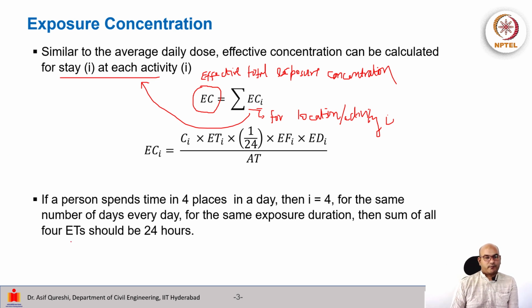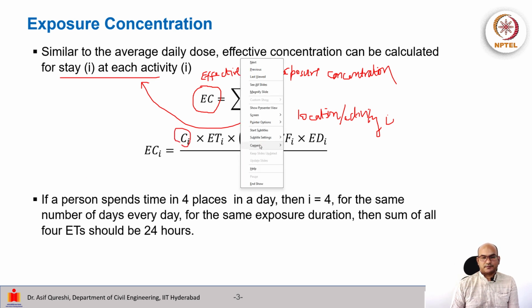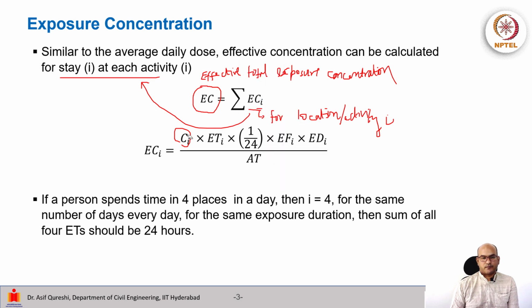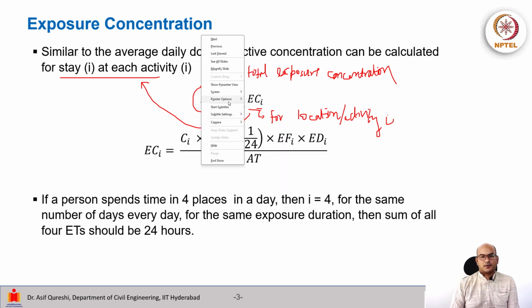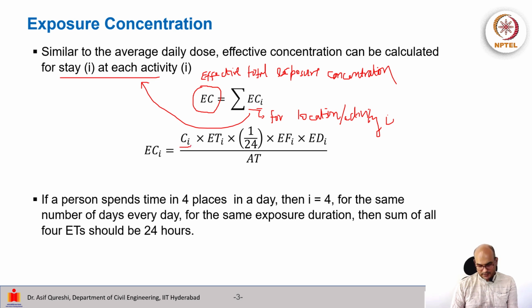It is as follows. This Ci is the concentration. So let's say this Ci is the concentration at the location I, so let's say concentration in the kitchen. Then ETI is the exposure time we will spend in that location, in location I. So again 2 hours per day in a kitchen, let us say 1 hour in the washroom, something like that.